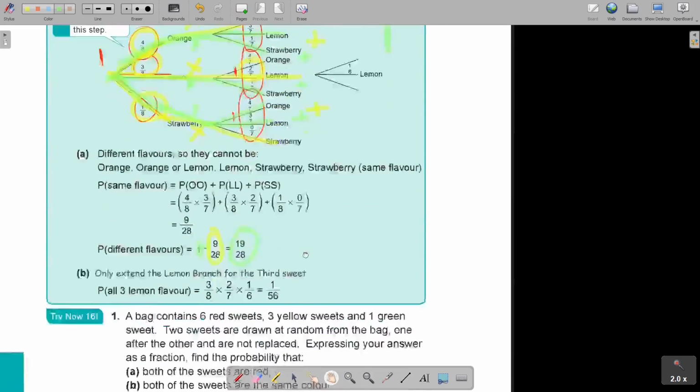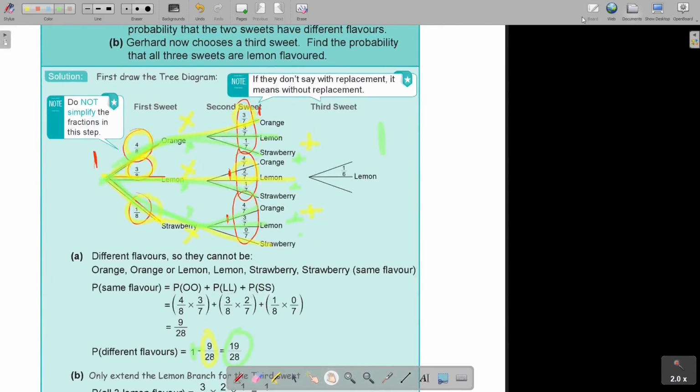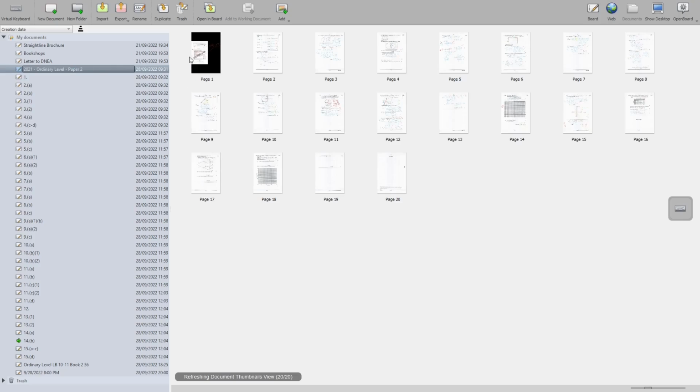And now I can tackle that graph on page 648. So let's go back to the question paper. Where is that? It's question number B. Okay, there it is.